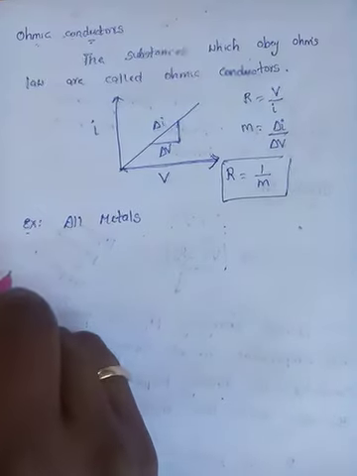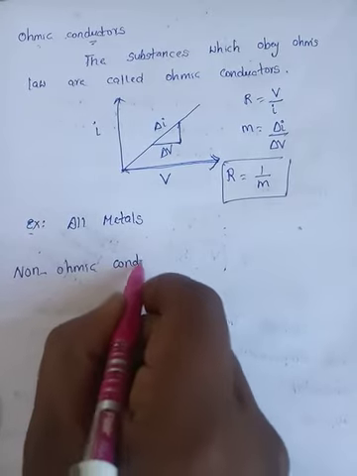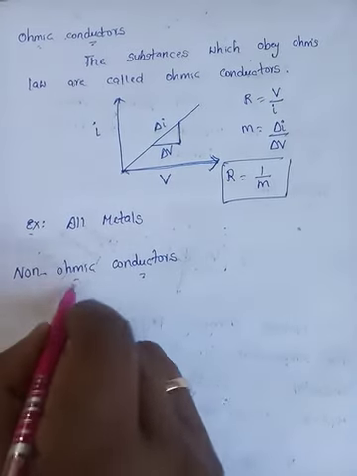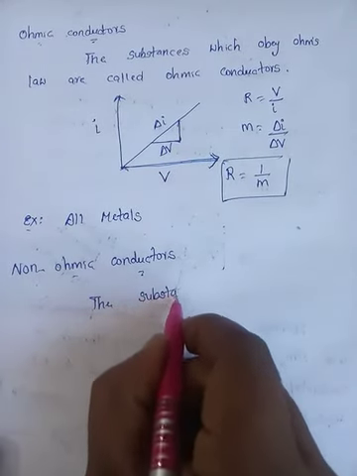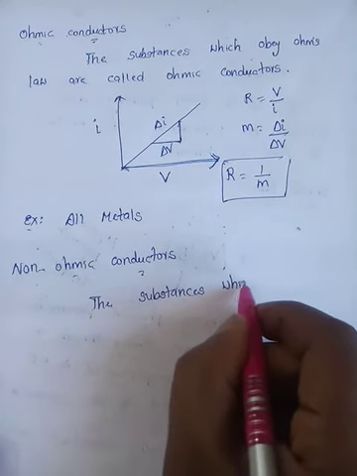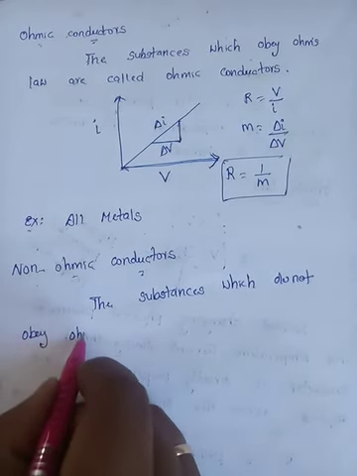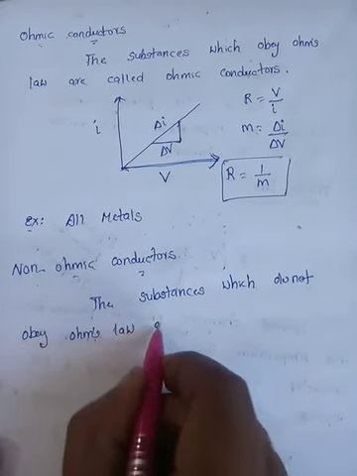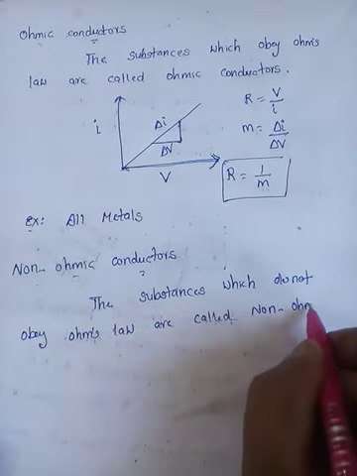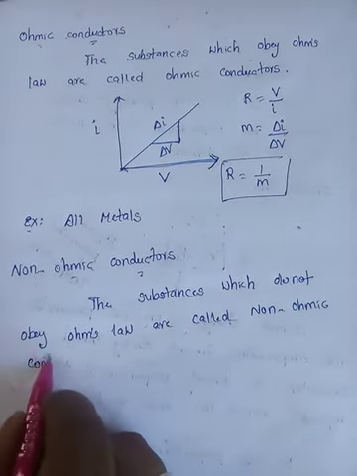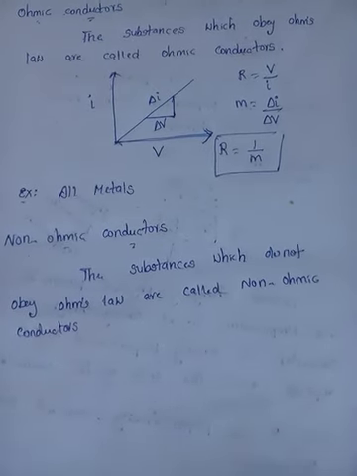Okay. Next, after ohmic conductors, non-ohmic conductors. So what are non-ohmic conductors? The substances which do not obey Ohm's law are called non-ohmic conductors. So those which do not obey the condition that I is directly proportional to V are called non-ohmic conductors.